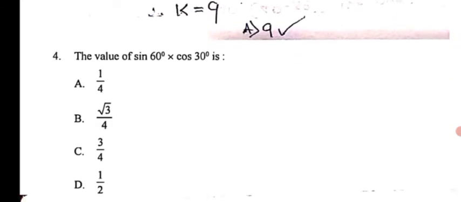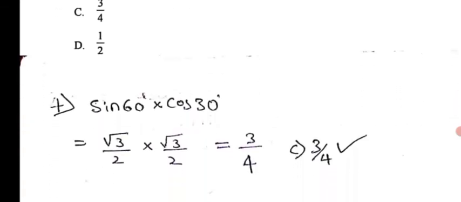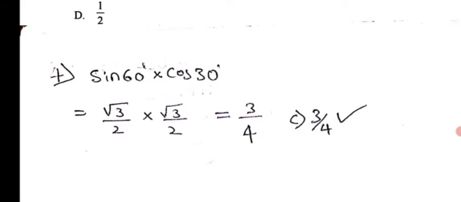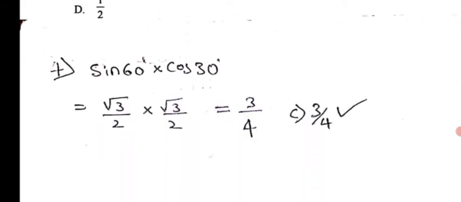Next question. The value of sin 60 degree into cos 30 degree is, here we have to note all the trigonometric values. Here sin 60 degree value is root 3 by 2 and cos 30 degree value is also root 3 by 2. So we will get 3 divided by 4. So option C, 3 by 4 is the right answer.